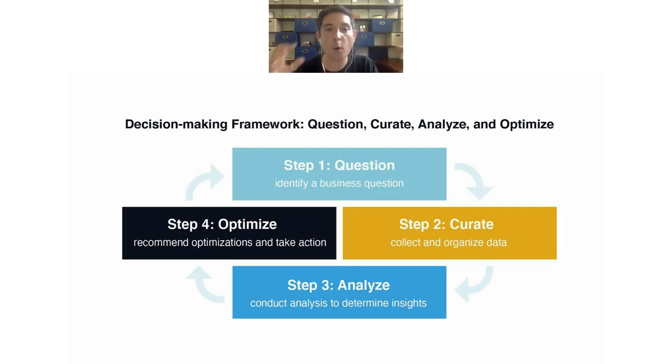Here, we're just using more business language. And so we're saying we start with a question. So we identify a business question. Then we curate, so we collect and organize data around that specific question. We analyze that data that we curated. So we conduct an analysis and we determine insights. And then finally, we optimize. So we didn't just do that analysis for no reason. We're going to take some sort of action. And then we do it all over again. And good employees who are strategic are using this framework.